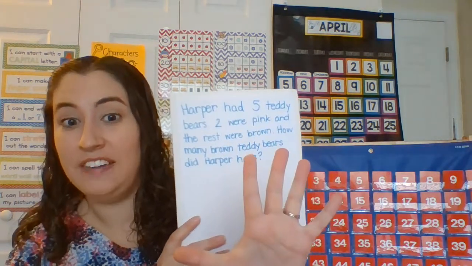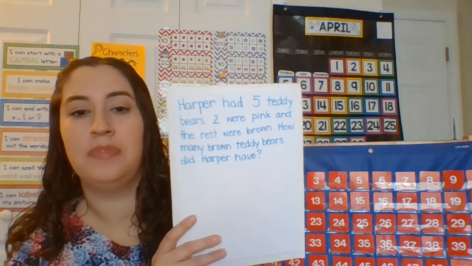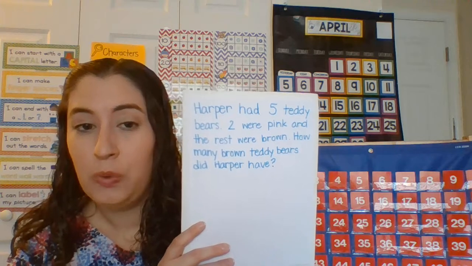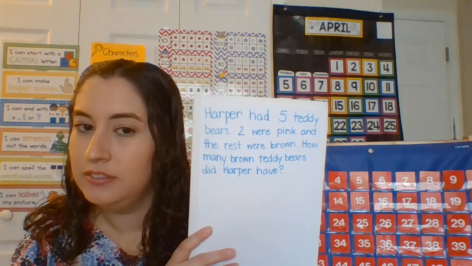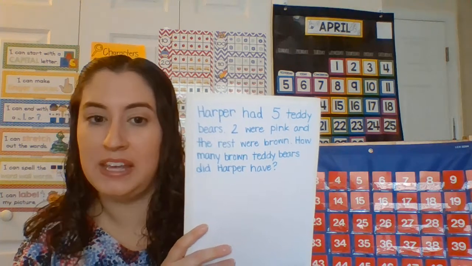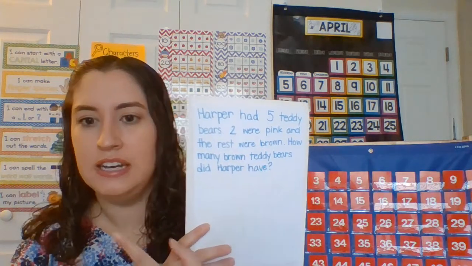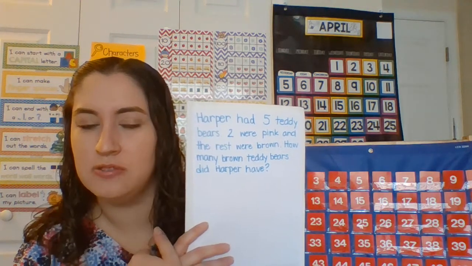She had 5. That is our whole. She has 5 teddy bears. 2 were pink. How many were pink? 2 of them. So 2 of those 5 were pink. And the rest were brown. How many were brown? Does it tell us? Oh, it doesn't. That's the number you have to figure out.